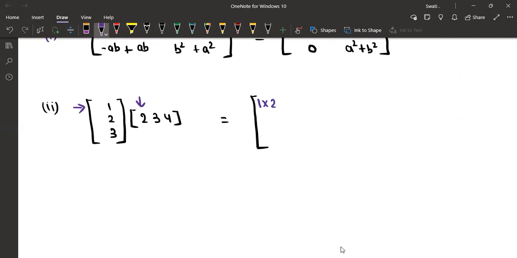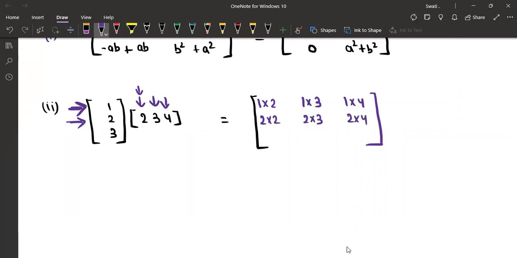Now for the next entry, it is going to be first row and second column. That means 1 into 3. Now the next entry is going to be again the first row only and the third column. So 1 into 4. This is our first row entry. For the next, we have to take the second row and the first column. So 2 times 2. Next is second row, second column, that means 2 times 3. Next is second row, third column, that means 2 times 4.